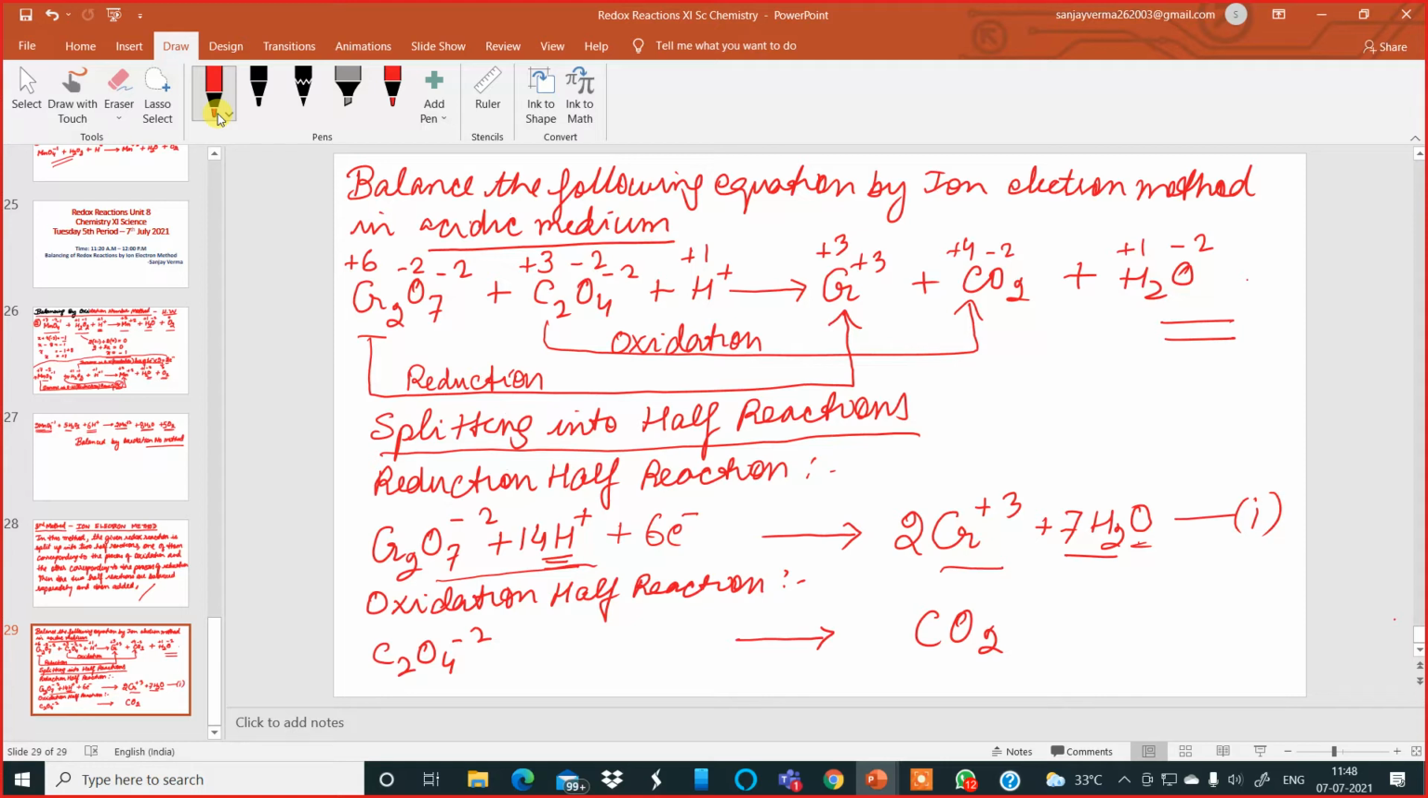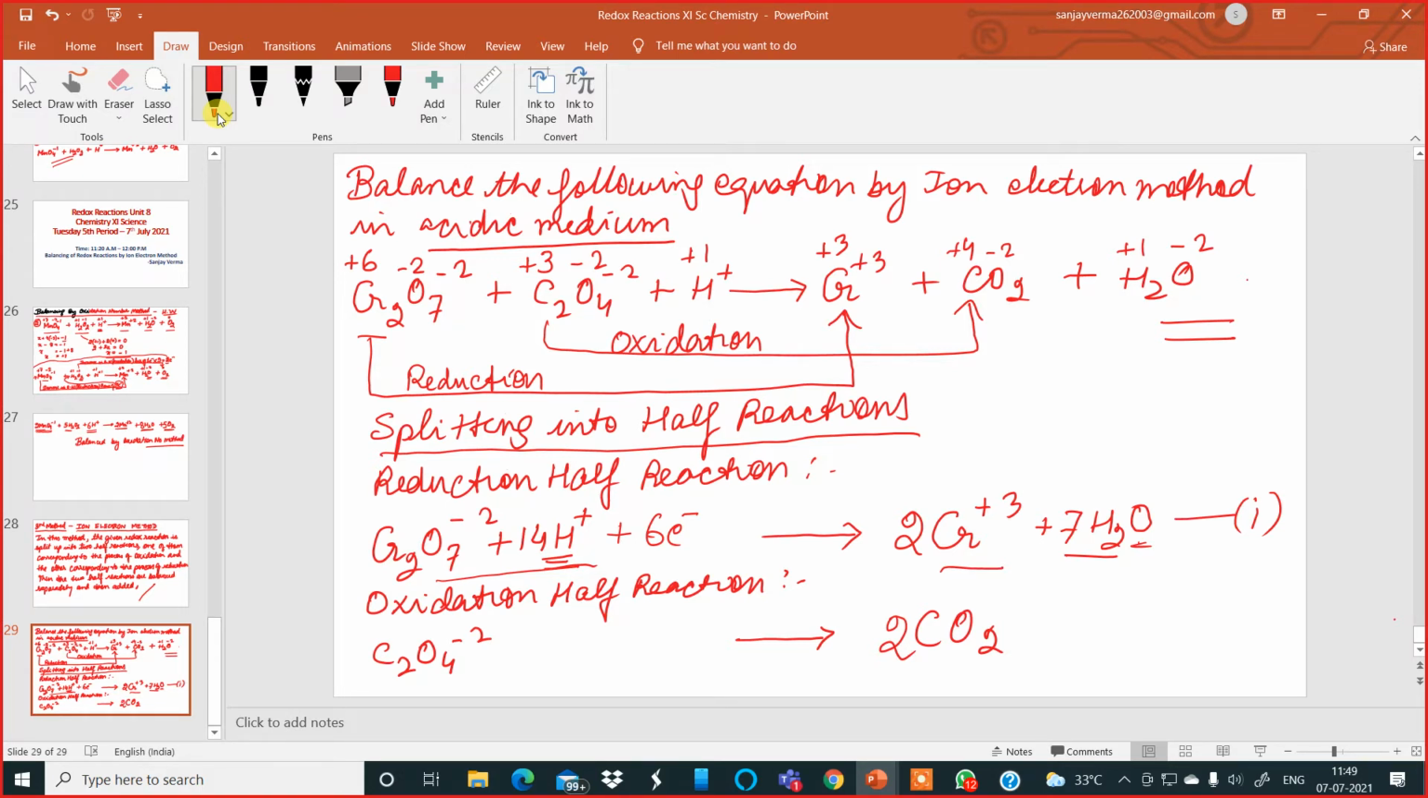Now I will balance the oxidation half reaction. Have a look. In the oxidation half reaction, if you see very carefully, there are 2 carbon atoms on the left hand side. Over here on the right hand side, it is 1 carbon atom only. So I can put 2 over here to balance the carbon. So I have balanced the carbon already. Carbon is 2, carbon is 2. Oxygen is 4, oxygen is 4. Balanced.